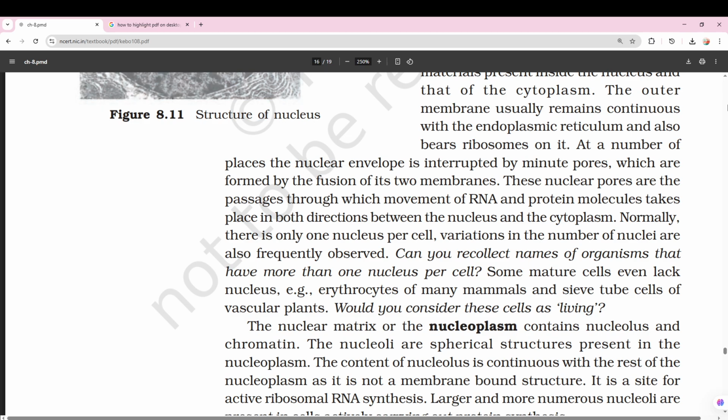Variations in the number of nuclei are also frequently observed. Can you recollect the names of organisms that have more than one nucleus per cell? Some mature cells even lack a nucleus, for example, erythrocytes, the RBCs of many mammals, and sieve tube cells of vascular plants. Would you consider these cells as living if they are enucleated?